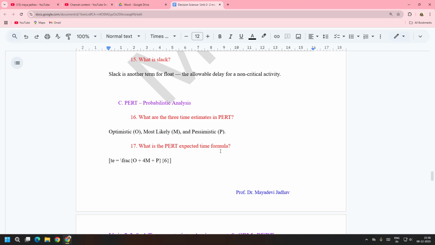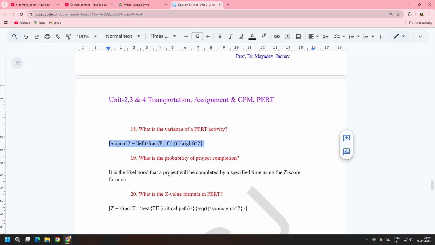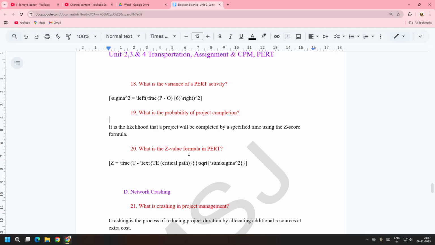What is the PERT expected time formula? This is the PERT expected time formula. What is the variance of PERT activity? This is also expressed with the help of a formula. What is the probability of project completion? It is the likelihood that the project will be completed by a specific time using the Z score formula. What is the Z value formula in PERT? This is the formula here.